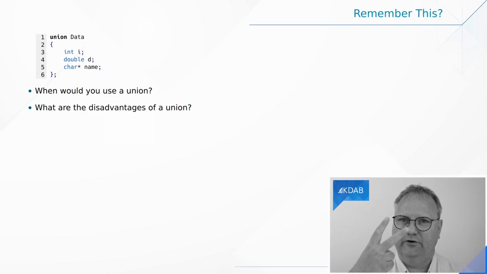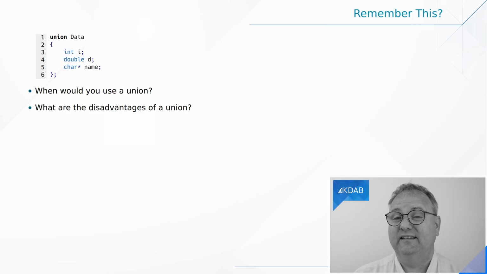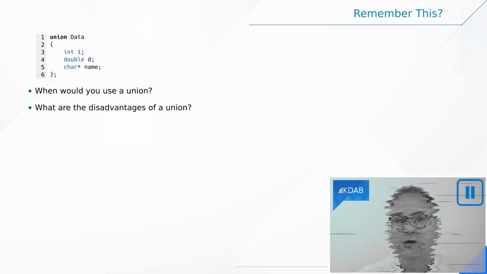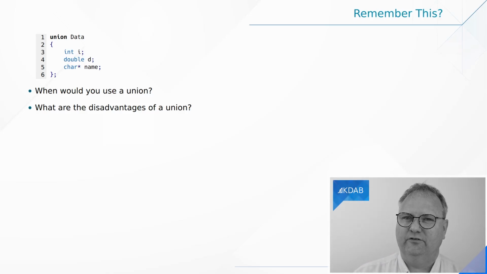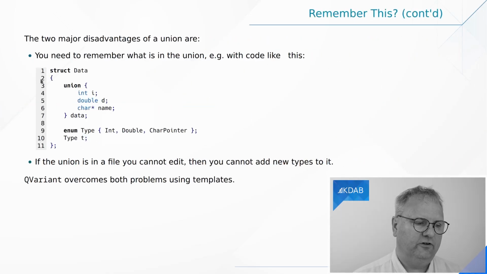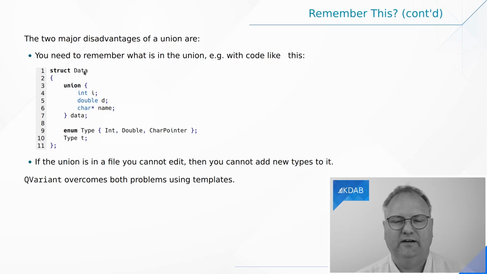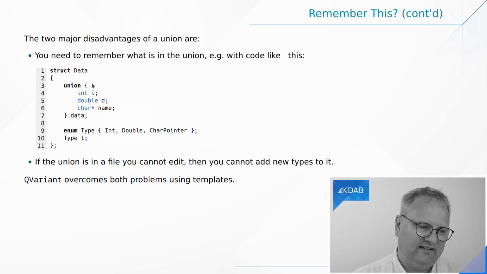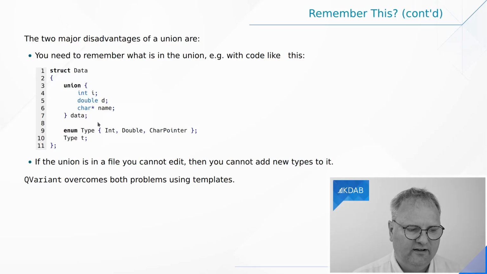Question number 2. What are the disadvantages of a union? Pause. Okay, disadvantages of a union. Well, there are 2 disadvantages. I'll bet you that every time you've seen a union, you have seen code that looks like this. Here is your union again, but the union is in a struct called data. Might not always be the name, but the key thing is that you have your union and you have something that tells what is in that union.